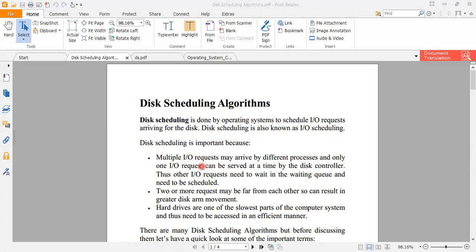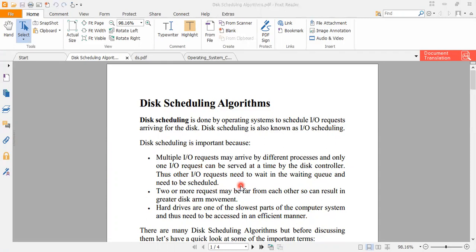In the same way, in the case of disk scheduling, multiple I/O requests may arrive from different processes and only one request can be served at a time by the disk controller. If the disk controller is free, then the request will be served immediately. Otherwise, it has to wait. Thus, other I/O requests need to wait in the waiting queue and need to be scheduled.